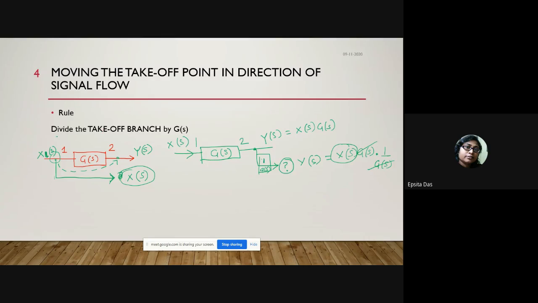So look at what I have done. Basically I have divided this value. I have divided the takeoff branch by G(s). So this is my takeoff branch. I have divided the takeoff branch by the value G(s), the block before which I wanted to bring the point, I just divided by it. So this is the rule for moving the takeoff point in the direction of signal flow.